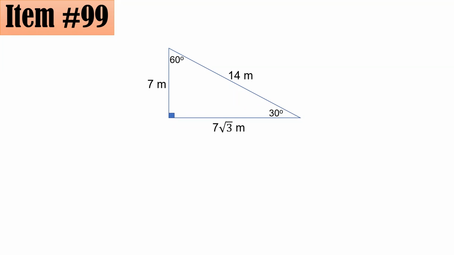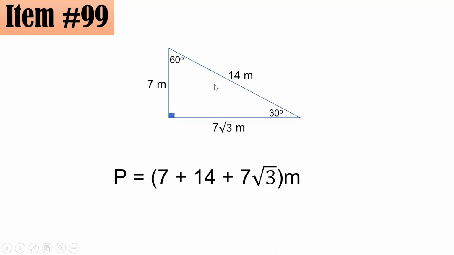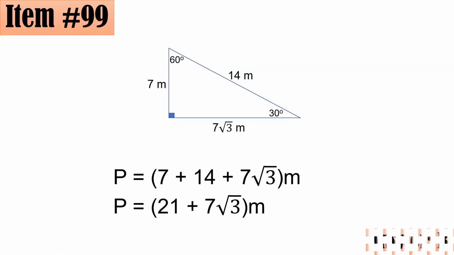We're looking for the perimeter, so we have to determine the sum of all the measures of the three sides. So that's 7 plus 14 plus 7 square root of 3, or 21 plus 7 square root of 3 meters. Letter B. Claro? I'm hoping po.